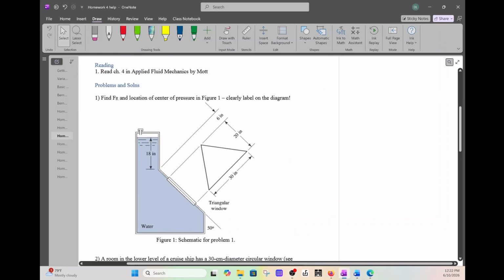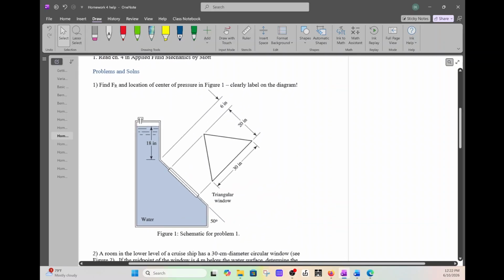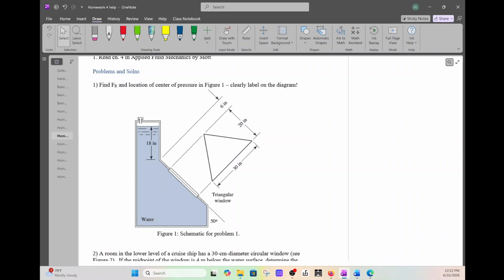First problem is this container. We want to find FR and the location of the center of pressure of this triangular window. Now this one is submerged at an angle. So what I would do first, remember it's at an angle, so you have to use the coordinate system Y. I would draw a line right up to here, and then draw a line from this over, perpendicular, and this is where your Y value will be.